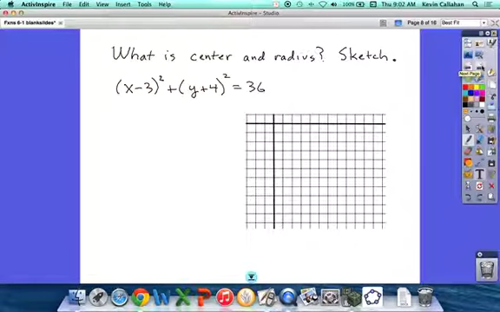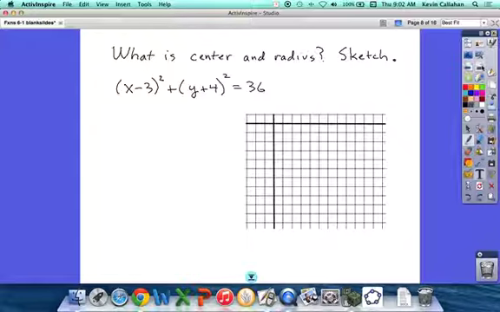I think there's 2 homework problems like that. All you have to do is just plug in for the h, k, and r. Done. Okay, then the other 2 are going to be more like this. What is the center and the radius given the equation of a circle in standard form? And then sketch the graph.